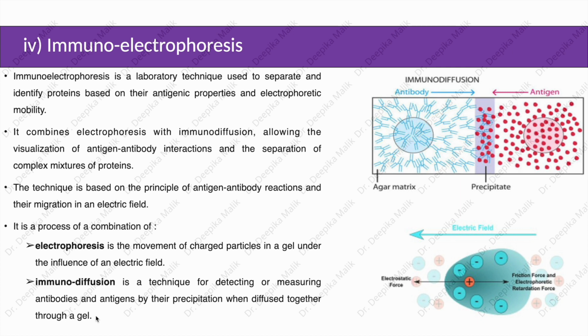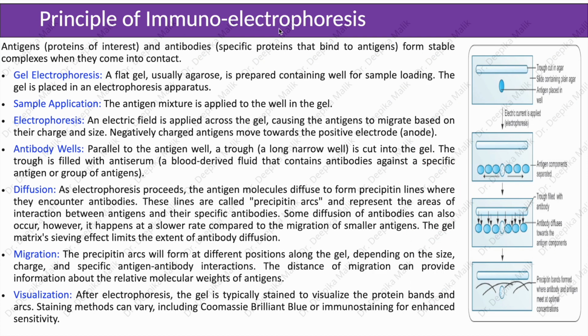Now let's discuss the principle of immunoelectrophoresis. Antigens that are proteins of interest and antibodies, specific proteins that bind to these antigens, form stable complexes when they come into contact. Gel electrophoresis: a flat gel, usually agarose, is prepared containing wells for sample loading. The gel is placed in an electrophoresis apparatus. Sample application: the antigen mixture is applied to the well in the gel. Electrophoresis: an electric field is applied across the gel, causing the antigens to migrate based on their charge and size. Negatively charged antigens move towards the positive electrode, that is, the anode.